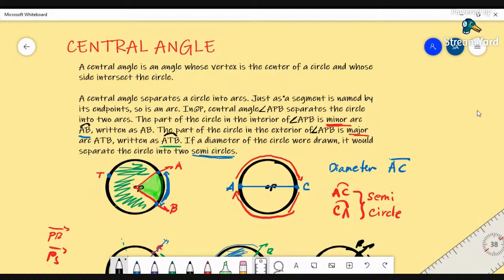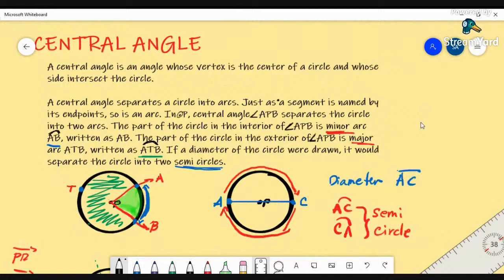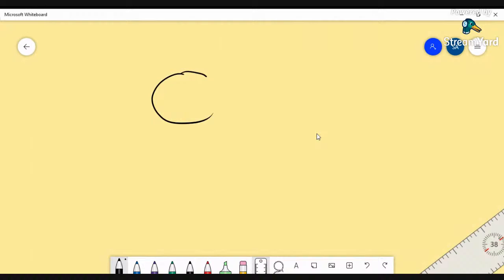Okay, so for example, we have this one. A central angle separates a circle into arcs. Sabi natin kanina, ang arcs, yun yung na-form kapag na-dissect yung ating circle. So let me just illustrate it here. Okay, let's talk about arc first. Sabi niya, a central angle separates an arc from the circle.